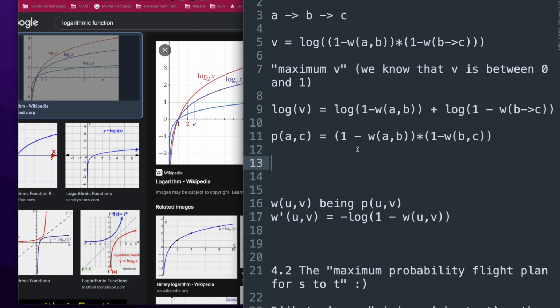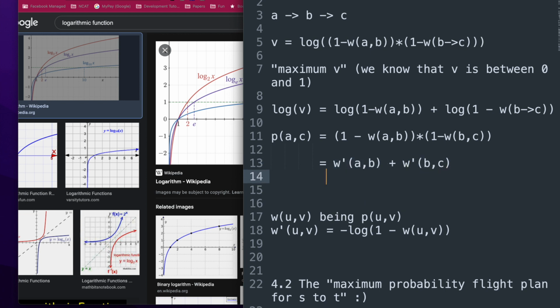Well, I'm saying that actually, instead of doing this, what I can do is make my reliability given by W prime AB plus W prime BC, right? So now I'm just adding two edges, and not only am I adding them, I claim that these edges are positive, right? So my entire graph is positive edges, and I'm adding them, okay?